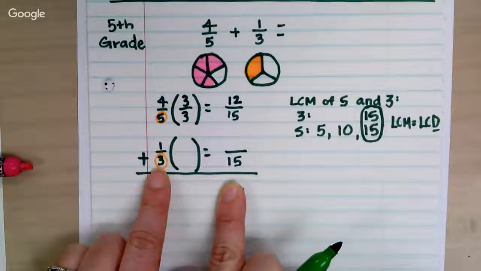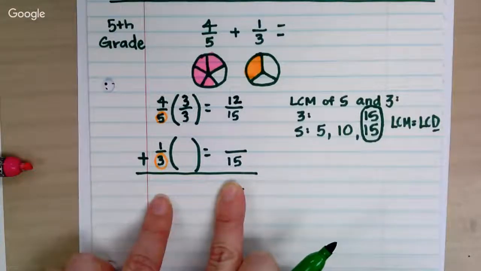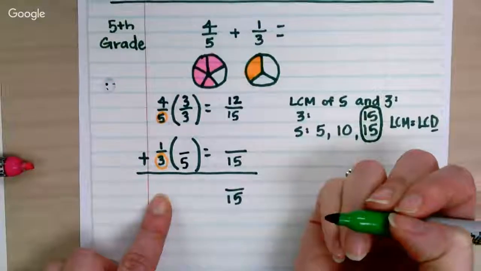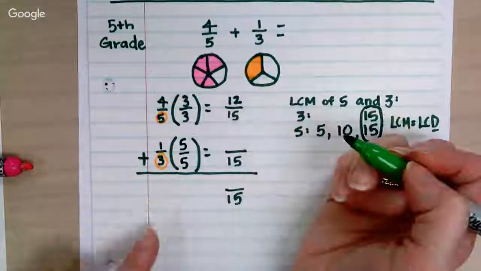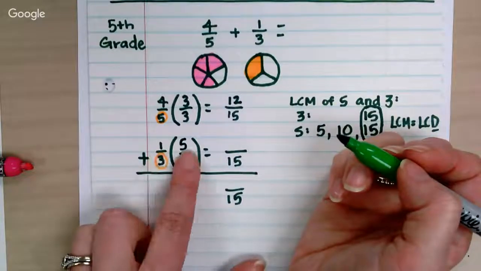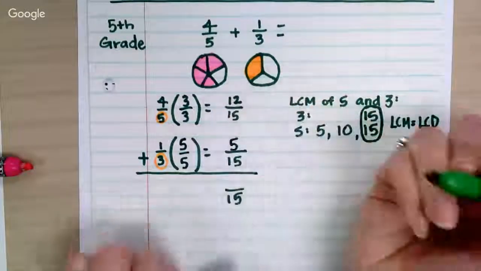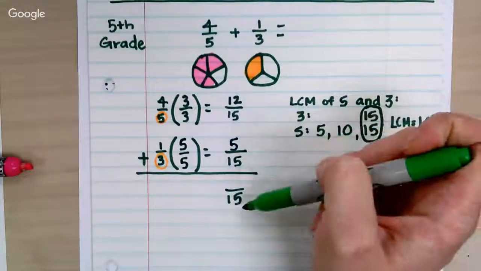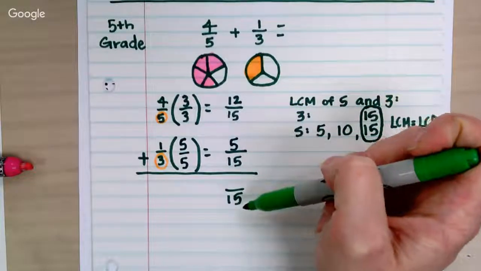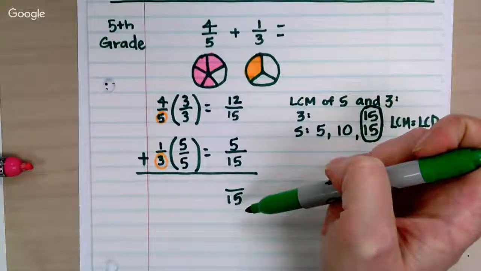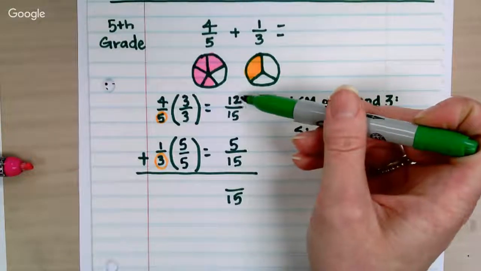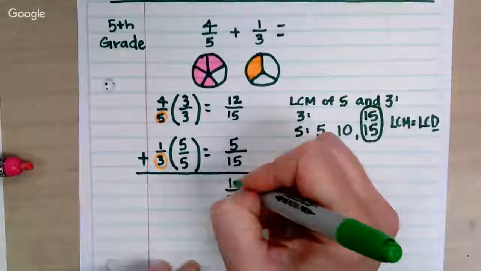I'm going to come down and use the same process on 1/3. When I take a look at this, 3 times what equals 15? What's my missing factor? Well, 5 makes that a true statement. Whatever I do to the bottom, I'm going to do to the top. 1 times 5 equals 5. I can clearly see that my denominator is the same, so it's simply brought down into the answer. And now, just like those fourth grade style questions, I can simply add my numerators, since my denominators are the same. 12 plus 5 gives me 17.